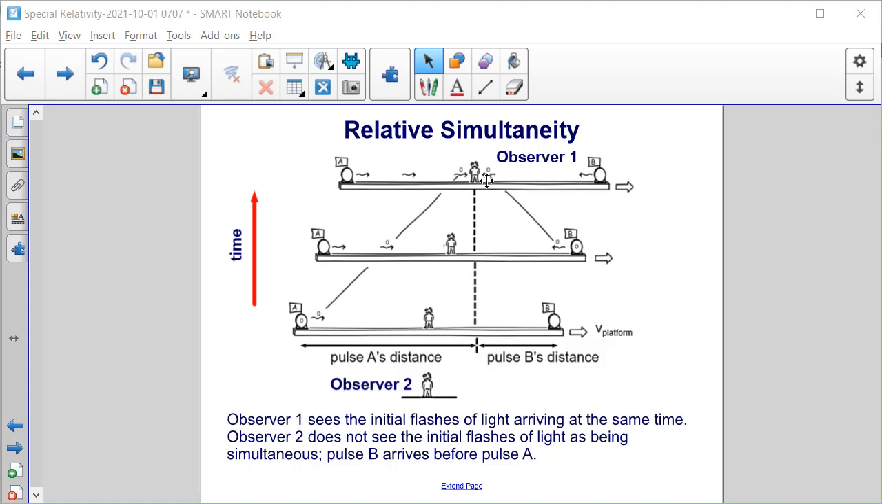Okay, so observer 1 on the train sees the 2 initial flashes of light arriving at the same time. But observer 2 does not see them simultaneously. Observer 2 sees pulse B arrive first because it travels a shorter distance, and pulse A arrives second because it's observed to travel a farther distance from the perspective of observer 2.